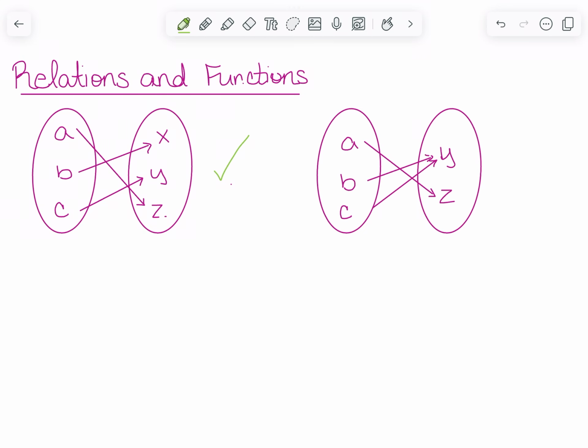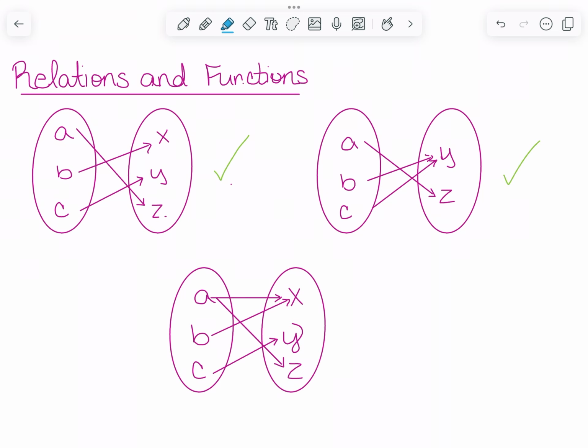Here's another example of an arrow diagram that represents a function because A has one arrow, B has one arrow, and C has one arrow. Here's another arrow diagram, but this time A has 2 arrows, one that goes to X and one that goes to Z. This tells me that this particular relation is not a function.